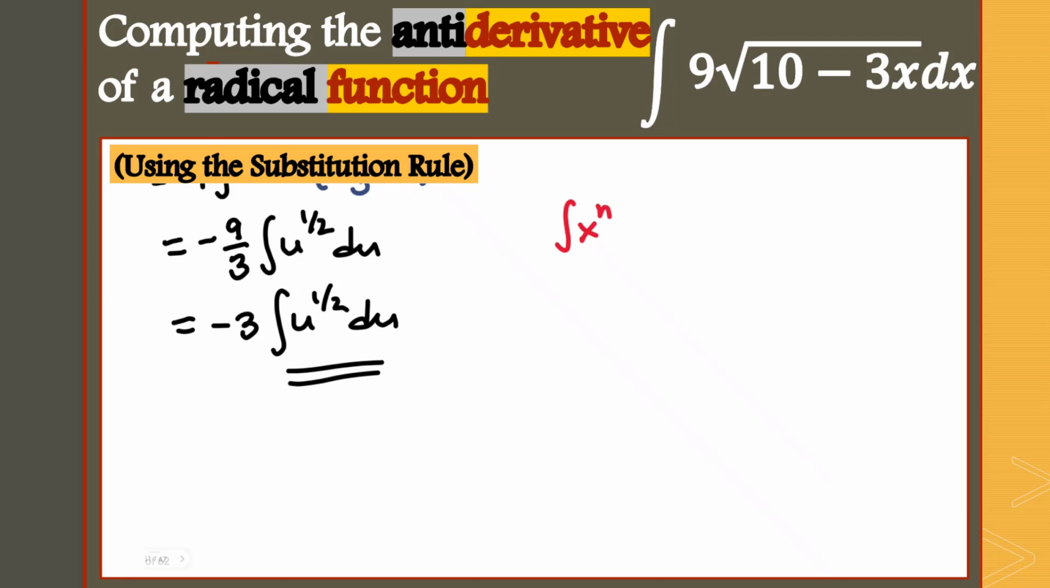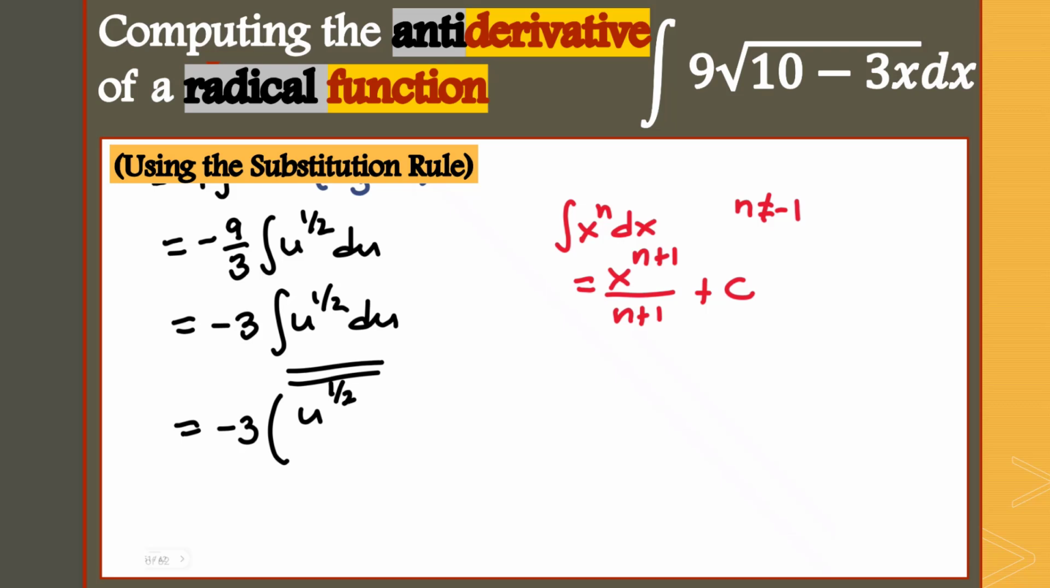It tells us that if we have x to the power of n dx, where n is not -1, will give us x to the power of n plus 1 over n plus 1 plus c. And obviously, your n here is not -1, and instead of x, you're using u. So with that, we will have here -3, and the integral of that is u to the power of 1/2 plus 1 over 1/2 plus 1, plus c.